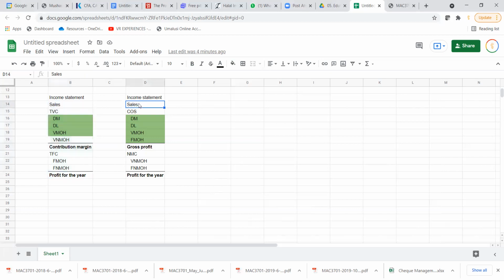Similarly over here, when I did the income statement for absorption costing, I said sales minus cost of sales gives me gross profit. Then I said gross profit minus non-manufacturing costs, which is made up of this, gives me profit.